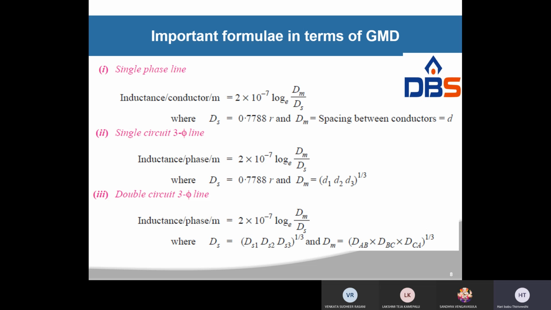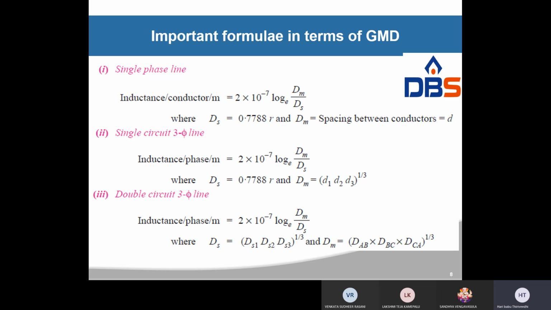So overall formulas: inductance single phase is 2 into 10 power minus 7 ln Dm by Ds. Dm means spacing between the conductors, D by r dash, right? Formula for single phase is 2 into 10 power minus 7 ln D by r dash. R dash means 0.7788 r.